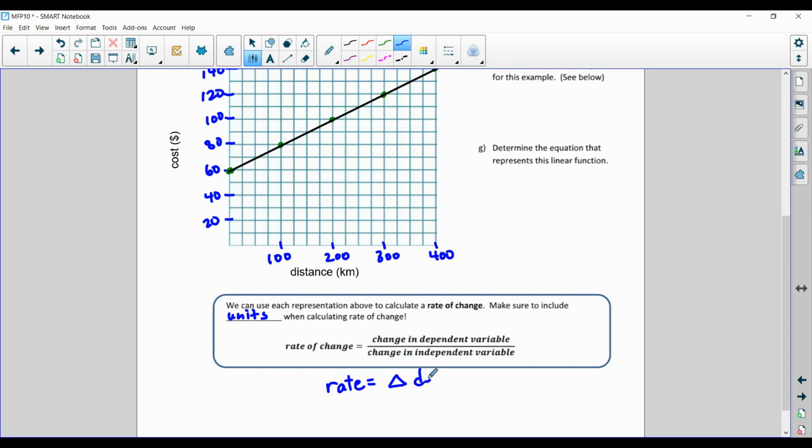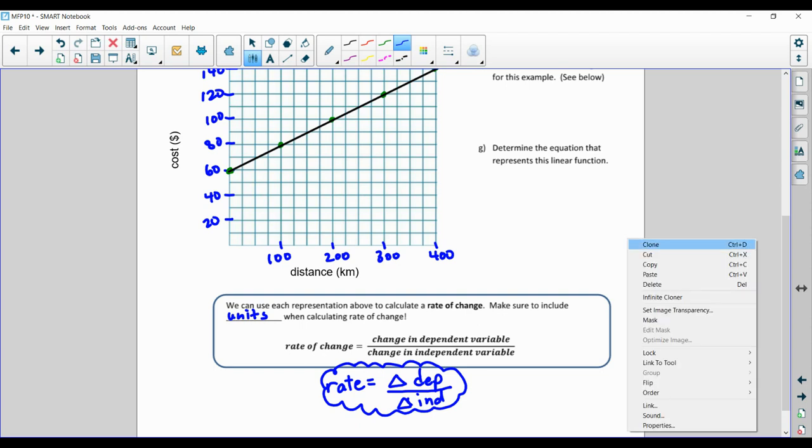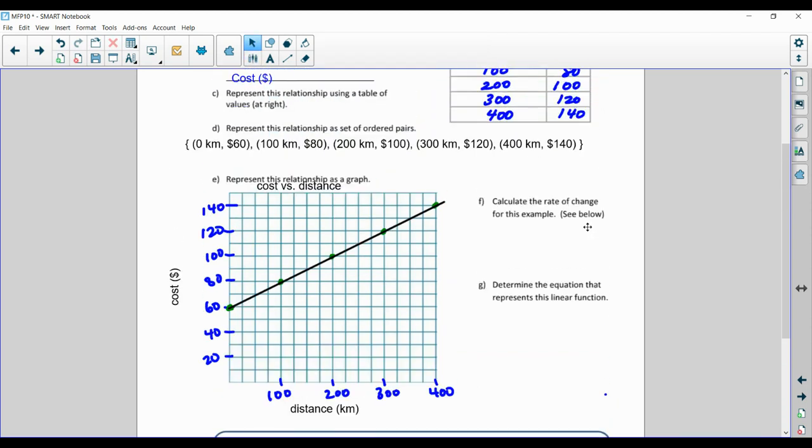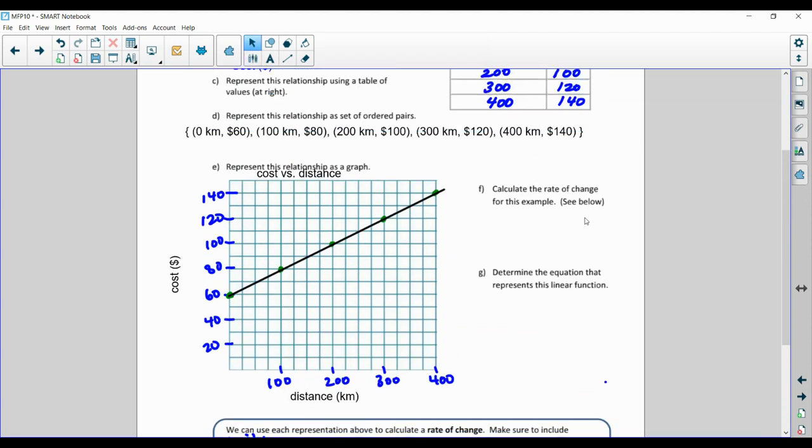So I'm going to shorten my formula when I write it out. You'll see me write this: the change in dependent over the change in independent. So that's a little triangle meaning change. And that way I don't have to write out that big wordy formula every time. Okay, so here I'm going to practice that on F.